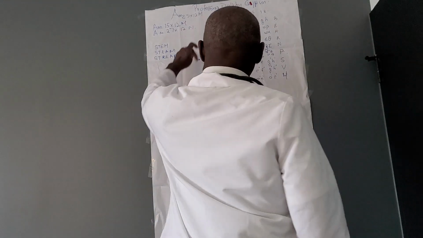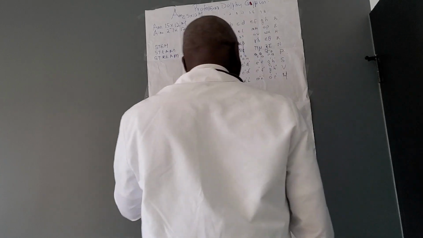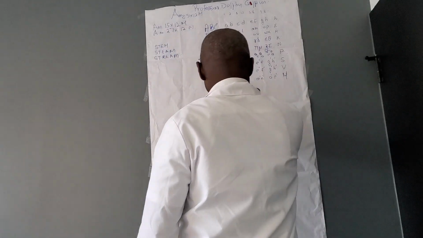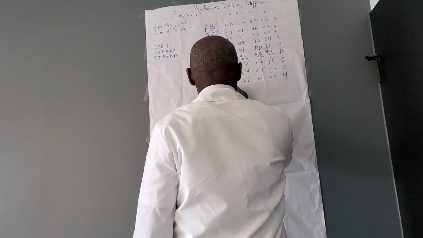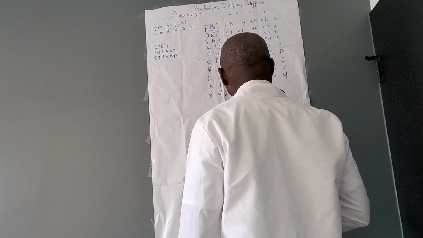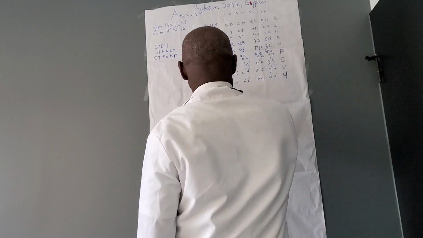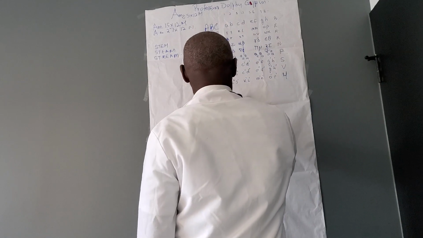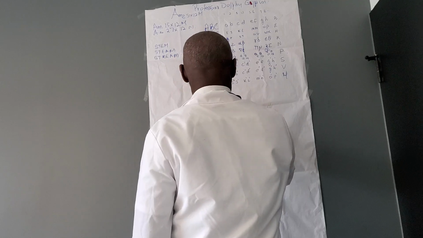So I've reached up to 10 now: 1, 2, 3, 4, 5, 6, 7, 8, 9. And for the 10th, you say this is X prime, Y prime, Z prime. So we start off from A again: A prime, B prime, C prime, D prime, E prime, F prime.